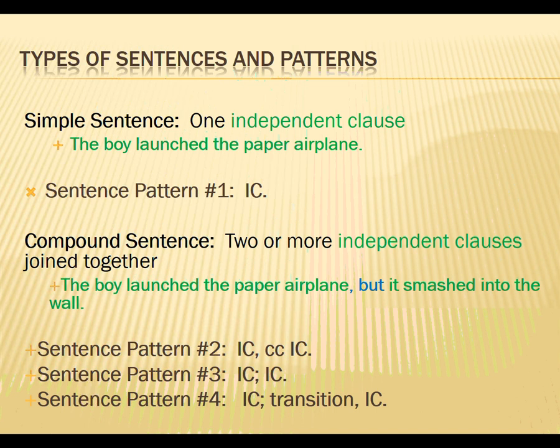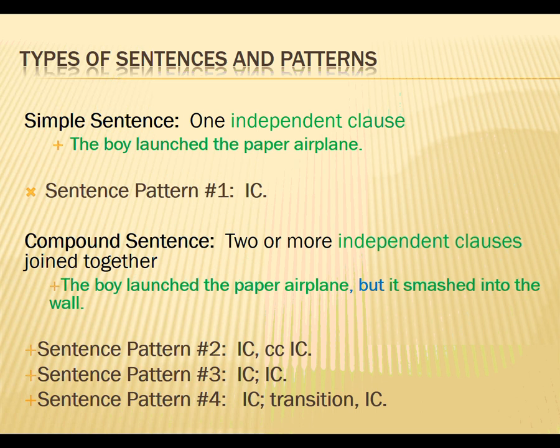Recall there are different types of sentences and sentence patterns. The first type of sentence we will review is the simple sentence. A simple sentence is one independent clause. One example of a simple sentence is "The boy launched the paper airplane." The subject is boy, the verb is launched. The statement expresses a complete idea, so it is one independent clause or simple sentence.